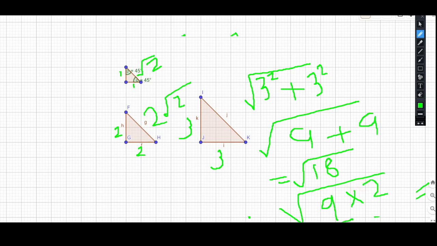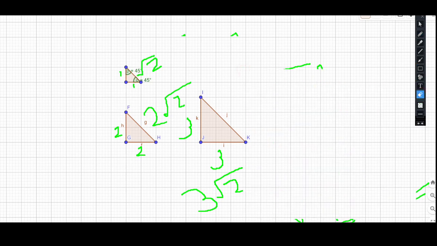And we know that 9 is a perfect square. And what is its square root? Its square root is equal to 3. Then root 2. So we can write root 18 as 3 root 2. That means here the hypotenuse is equal to 3 root 2.